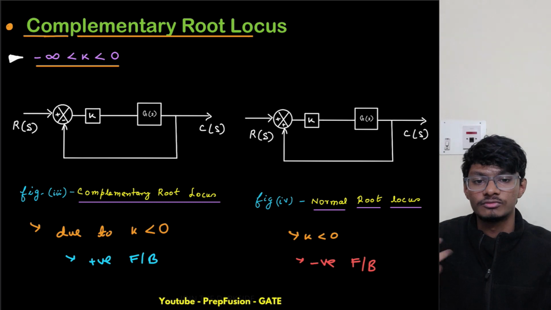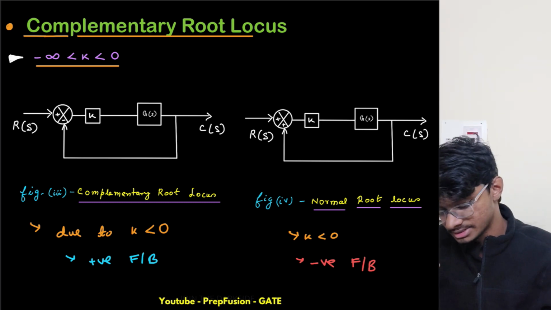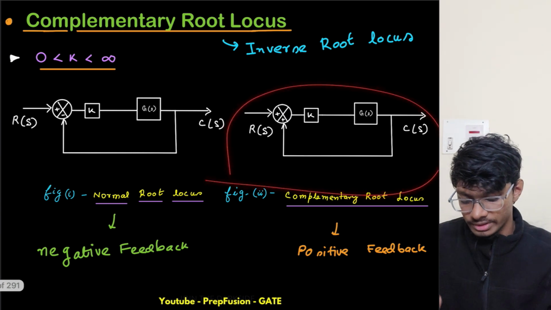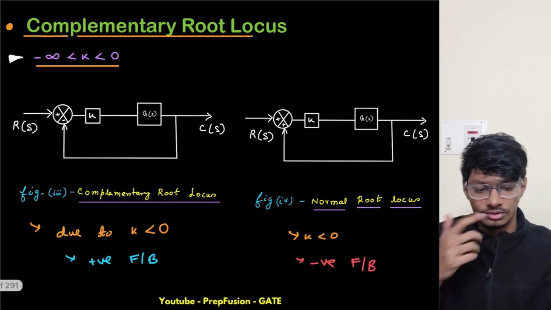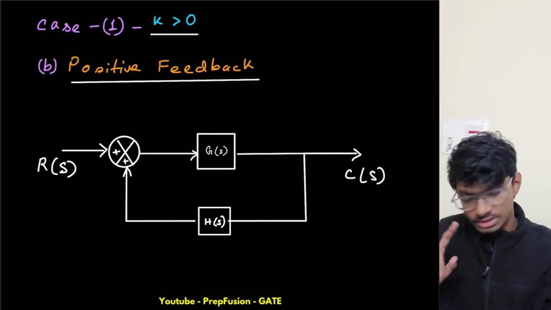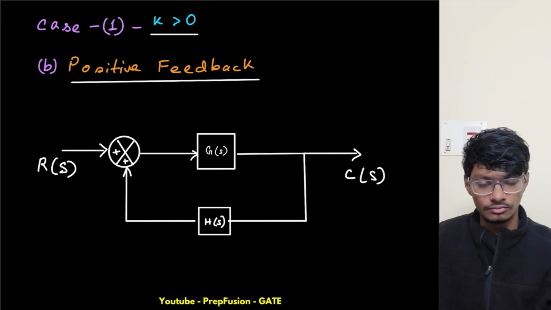Just to give you a brief overview of what we'll do, we'll analyze these types of systems where my k is negative, and these types of systems where my k is positive but I have a positive feedback. We'll understand that. So let's analyze the first case. Obviously case 1 part A we have done, which is for negative feedback.